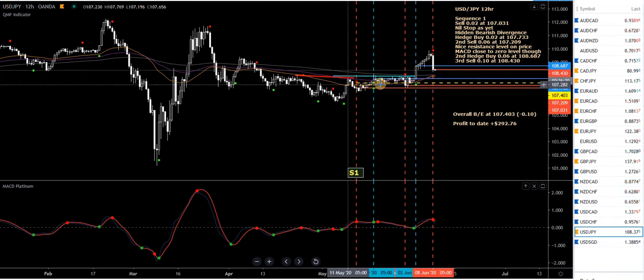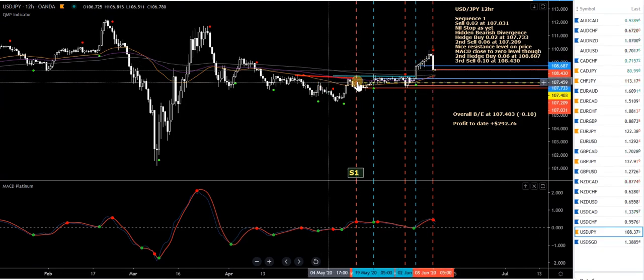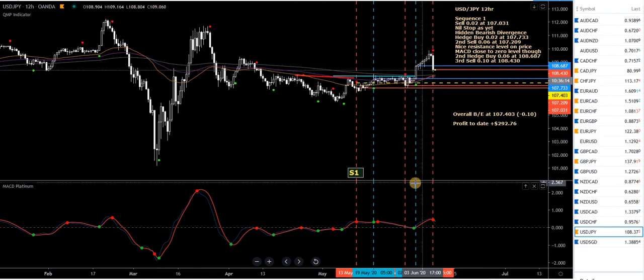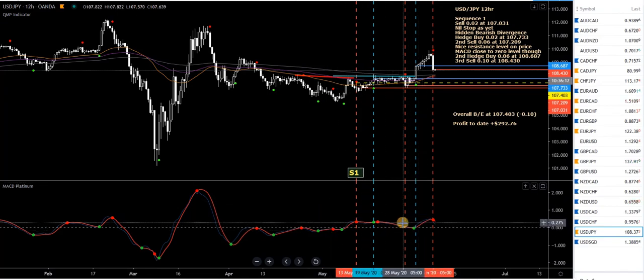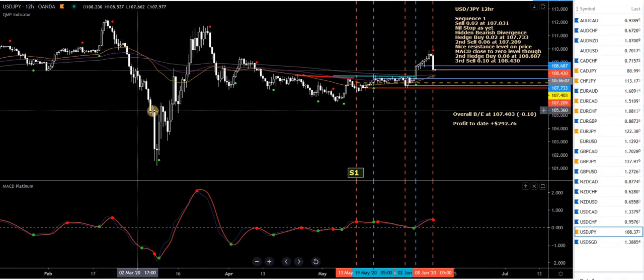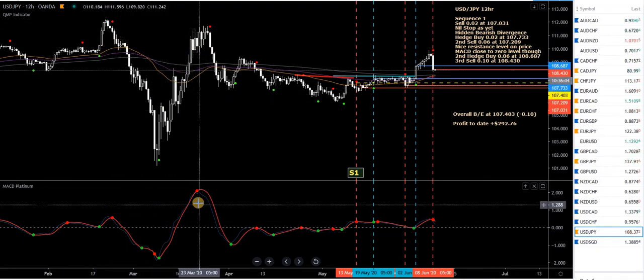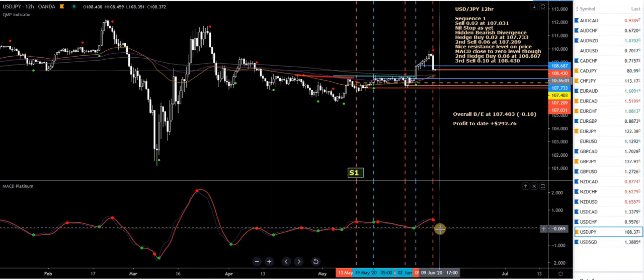So this thing's been pretty range bound. Also, this little squirt up. Now we're coming back to the same sort of spot. Look at the MACD Platinum. This is the Corona. Big market moves right around the Corona time. Big moves, and just since then, terrible.